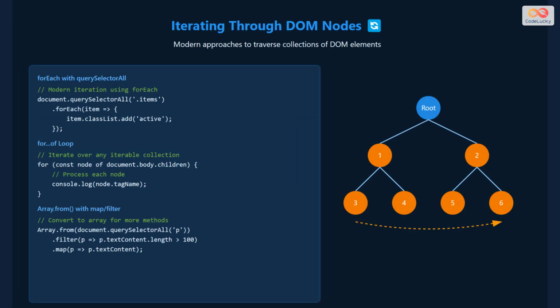It's very common to need to iterate over a collection of nodes. Here are some of the modern ways to iterate through DOM nodes. forEach can be used with querySelectorAll to process each element in the returned node list. A for...of loop can be used to iterate over any iterable collection, which is very useful when working with document.body.children. If you want more array-like methods like map, filter, reduce, you can convert a node list to an array using the Array.from method. The diagram shows a DOM tree where the elements are highlighted one by one in the order of iteration, showing the flow of the traversal.